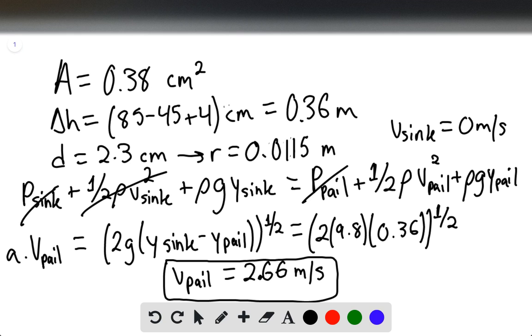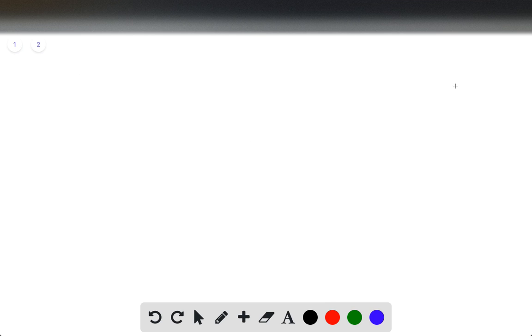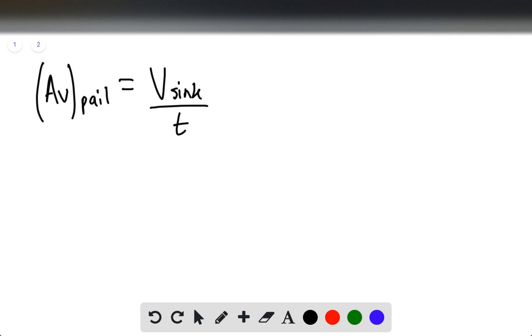And then part B is asking us how long will it take for the sink to empty. So we can say that the volumetric flow rate of the pail is going to be equal to the volume of the sink divided by time, which means that the volume of the sink simply equals T times the volumetric flow rate of the pail.